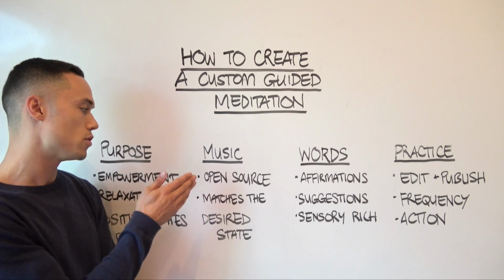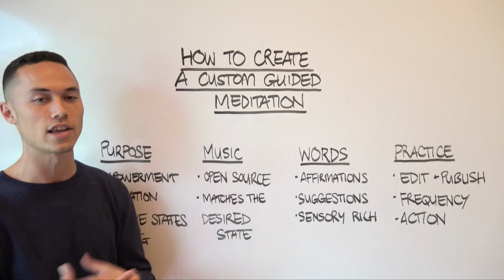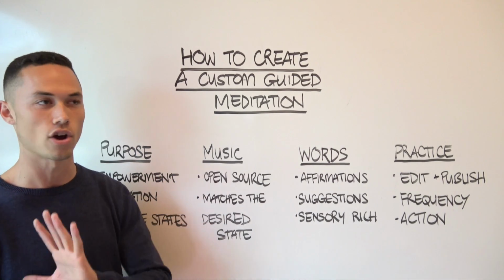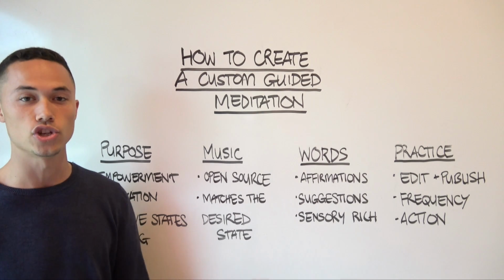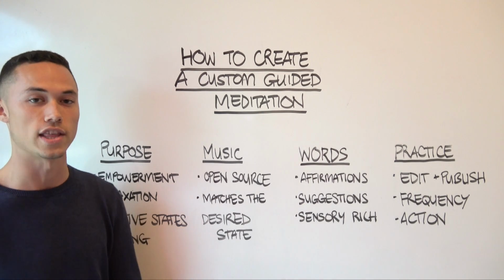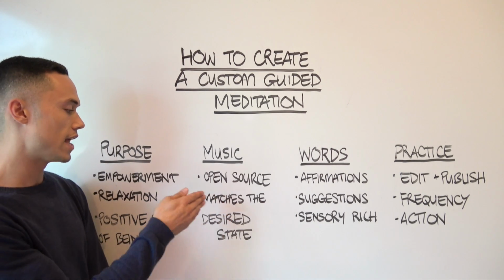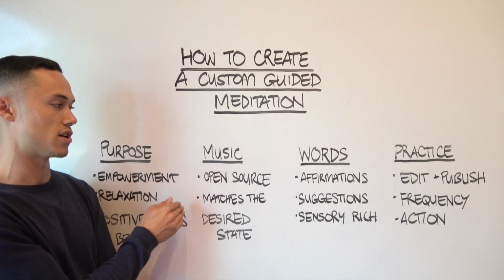So make sure the music is open source first, and there's plenty of great websites online. If you just type in open source music, you'll find a whole bunch of different stuff. Even on YouTube, they have Creative Commons. You can search their licensing rules there and you can use those tracks. Then, of course, make sure it matches the desired state.